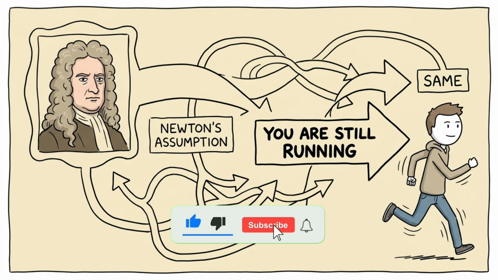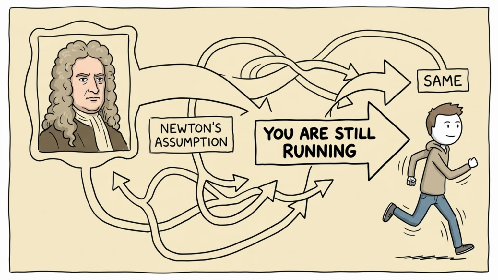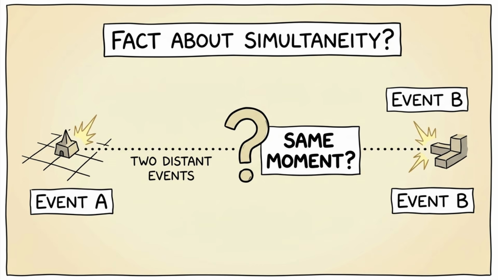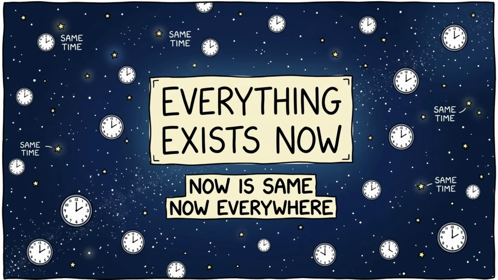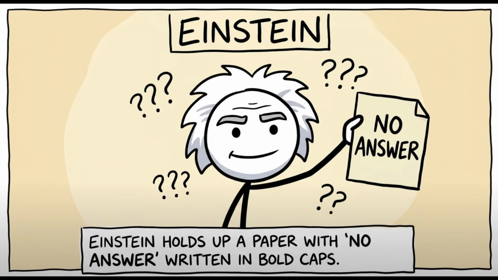The assumption he was working against was Newton's, and it is the assumption you are still running. There is a fact about whether two distant events happen at the same moment. The universe has a present tense. Everything that exists, exists now, and now is the same now everywhere. Einstein showed the question has no answer.